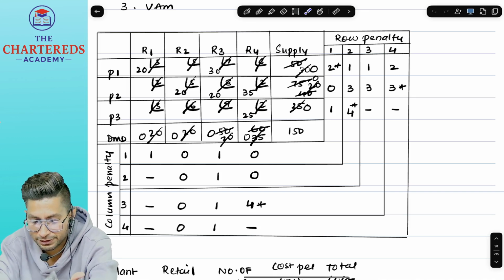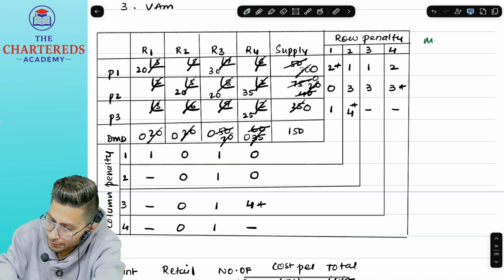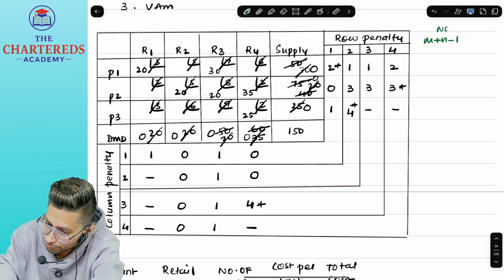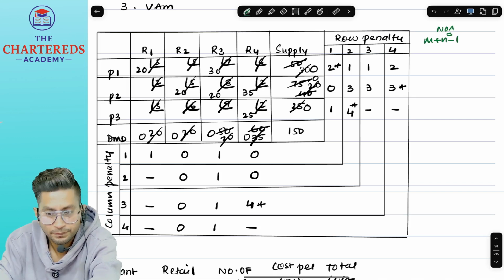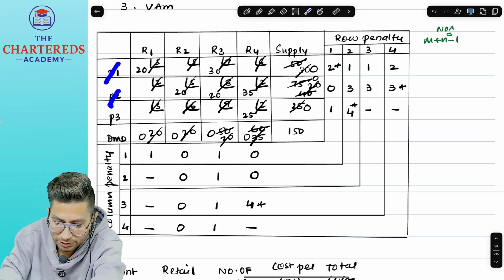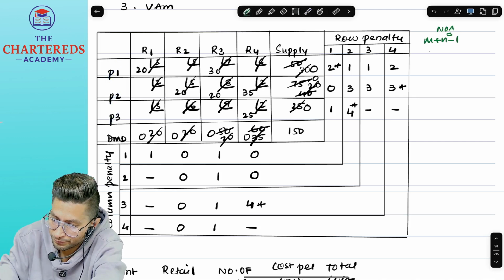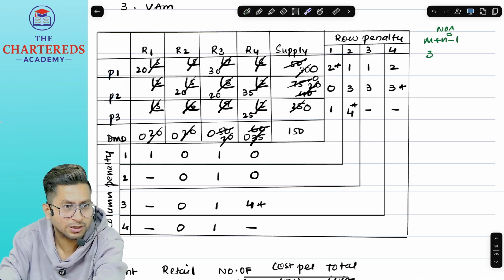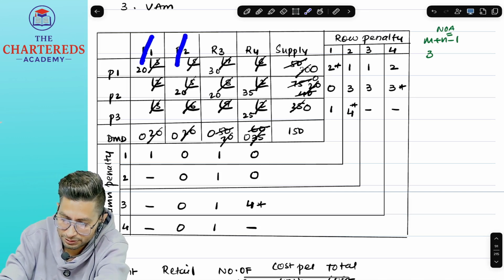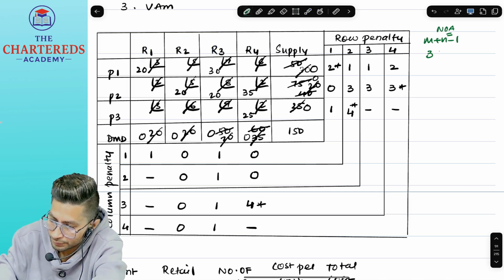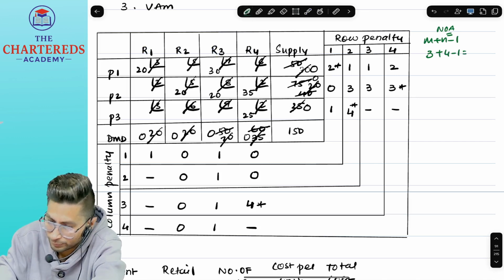How do you check optimality? M plus N minus 1. The number of allocations should be equal to what? M means what? Rows. How many rows are there? 3. N means what? Columns. How many columns are there? 1, 2, 3, 4. So 3 plus 4 minus 1, how much?